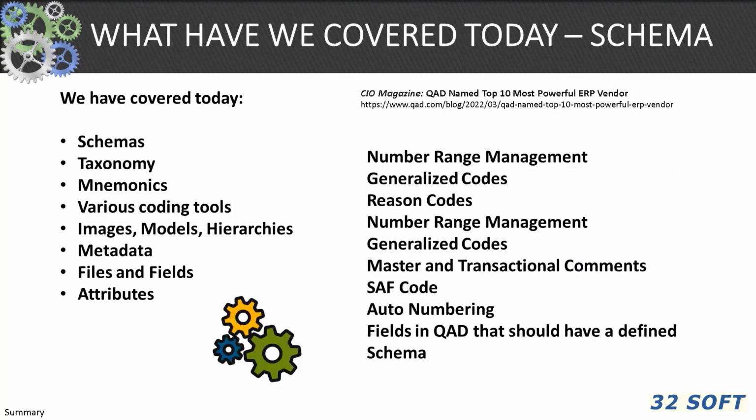So what have we covered today? Well, we've talked about schemas, taxonomies, mnemonics, various coding tools, images, models, hierarchies, files, fields, attributes, number range management, generalized codes, supplemental analysis fields, reason codes, master and transactional comments, and auto numbering.